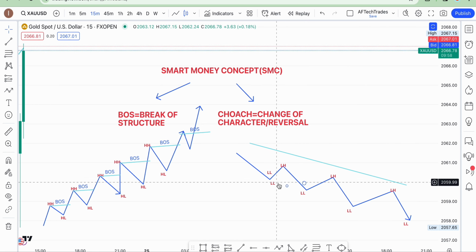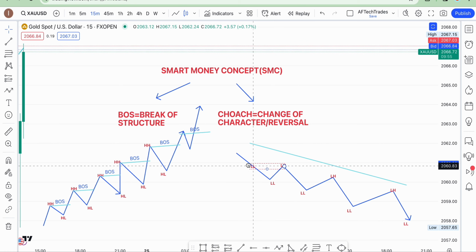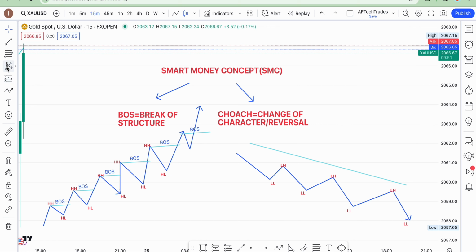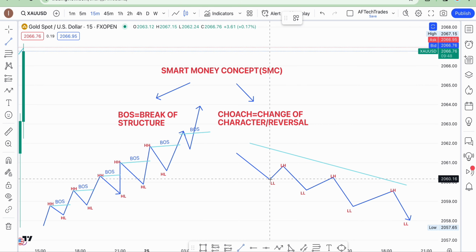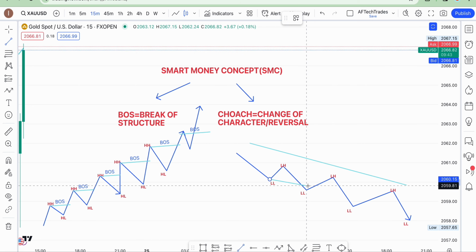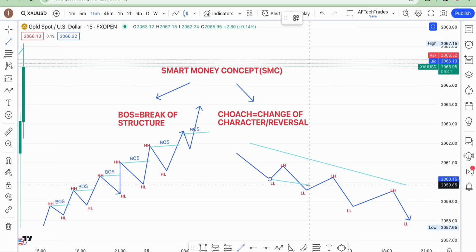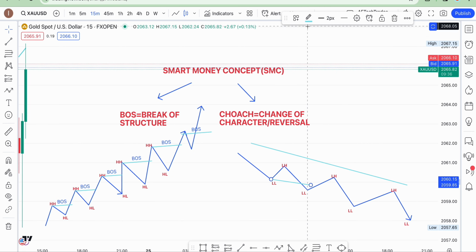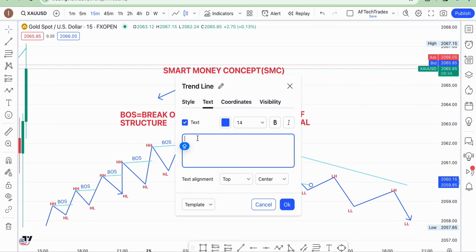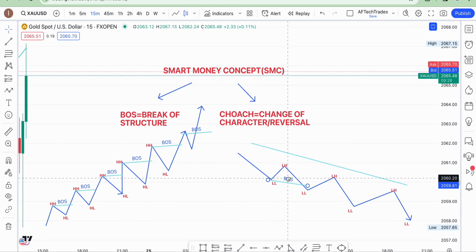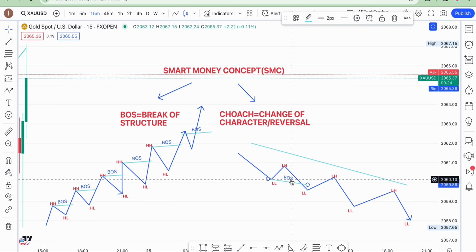Immediately it breaks through our lower low here. Let me remove this one here. Immediately it breaks through here. You see, it breaks and passes through here. We know we have a break of structure. So that is just it about this break of structure, BOS. You see, it came in and broke it, right? So we tag it as a break of structure.